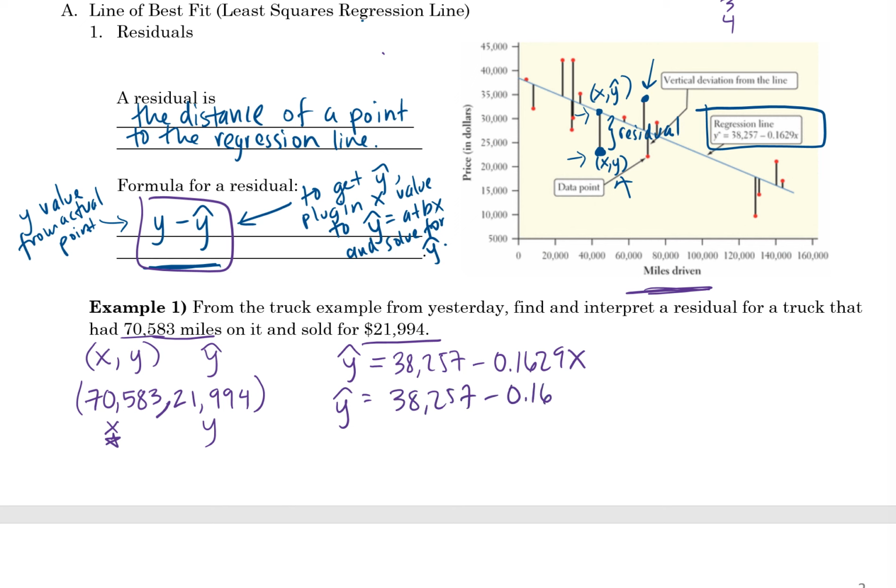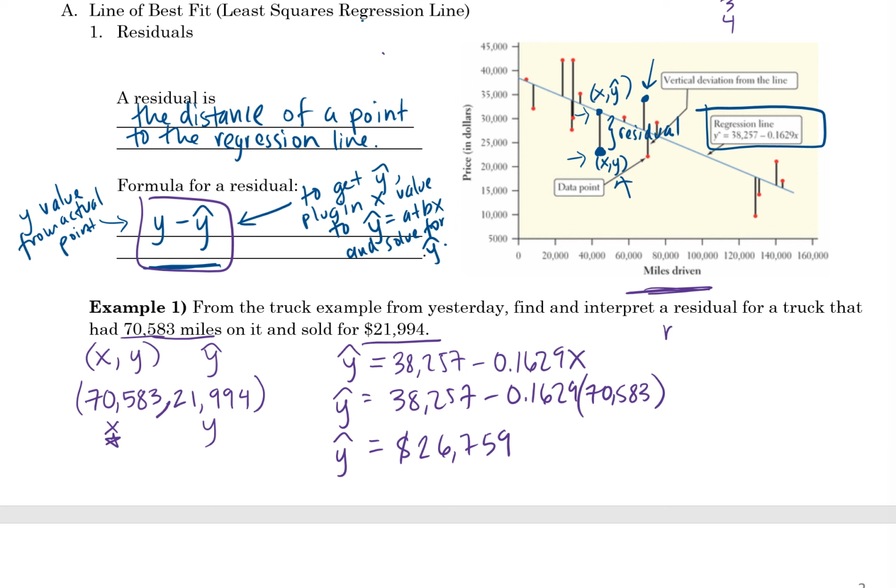38,257 minus 0.129 times the x value, so 70,583. I'm going to plug that into my calculator to get y hat, and it looks like y hat is going to be 26,759. Okay, so hopefully you got that.